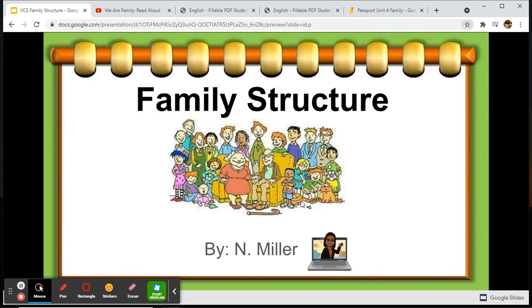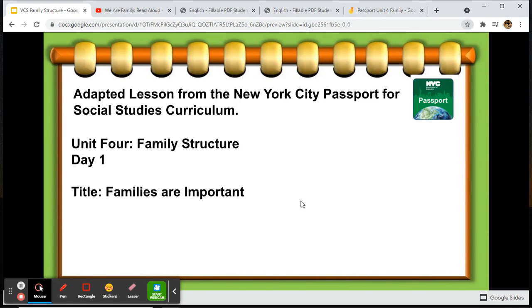Family structure. This lesson will be adapted from the New York City Passport for Social Studies curriculum. We're on Unit 4, Family Structure, Day 1. The title is Families Are Important.